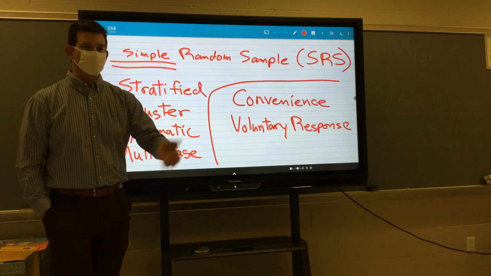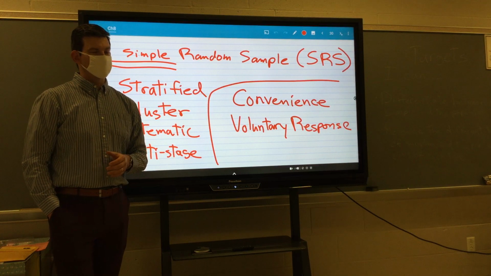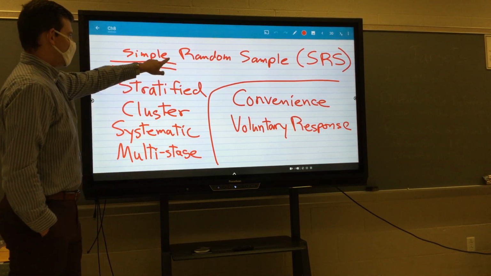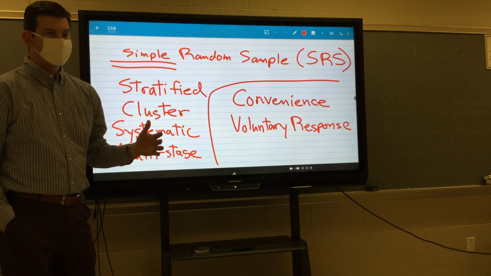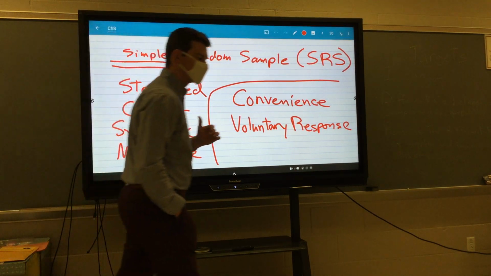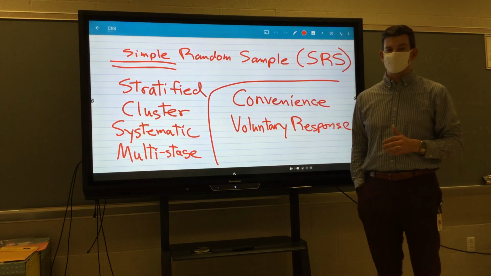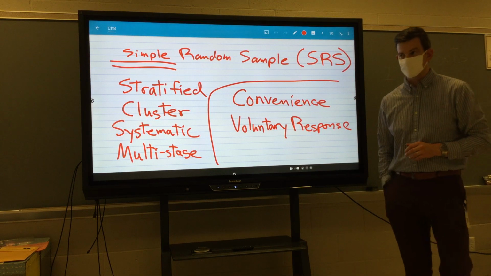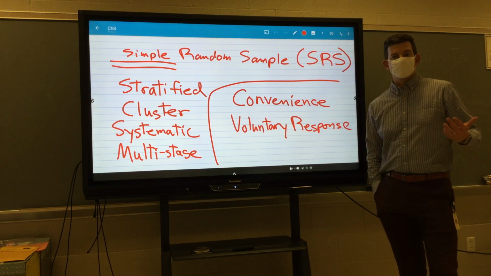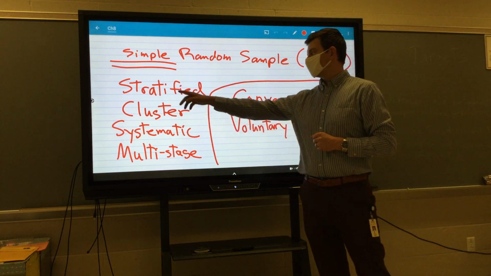Typically, though, we're using a random number generator along with that sampling frame, the list of everyone in the population, to help us pick this sample. Okay? Now, it's simple in its design. It's very difficult to implement, especially across a large scale, a large population, because you need that sampling frame. You need that list of everyone in the population. Sometimes that's not in existence. It's not practical to get something like that. So instead, we look at other methods.